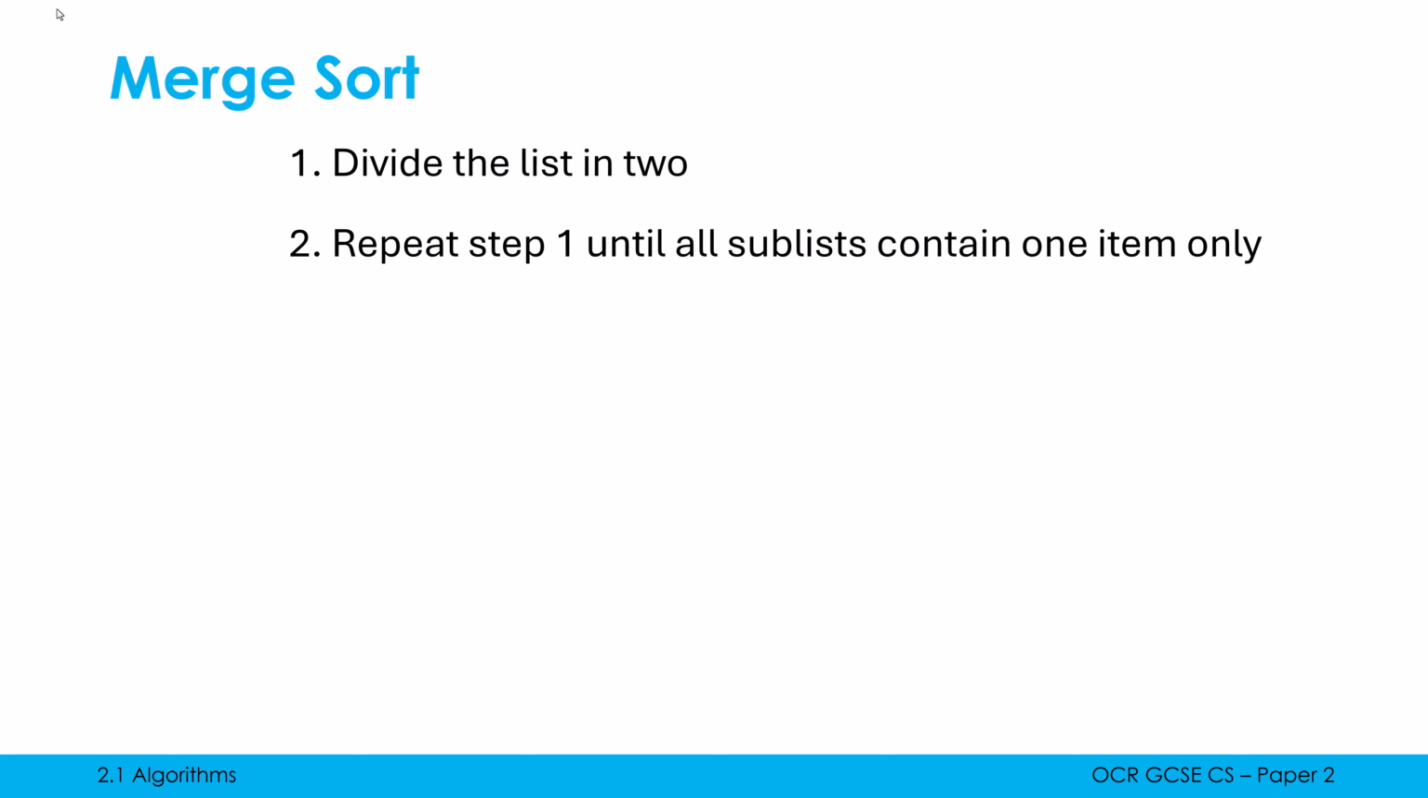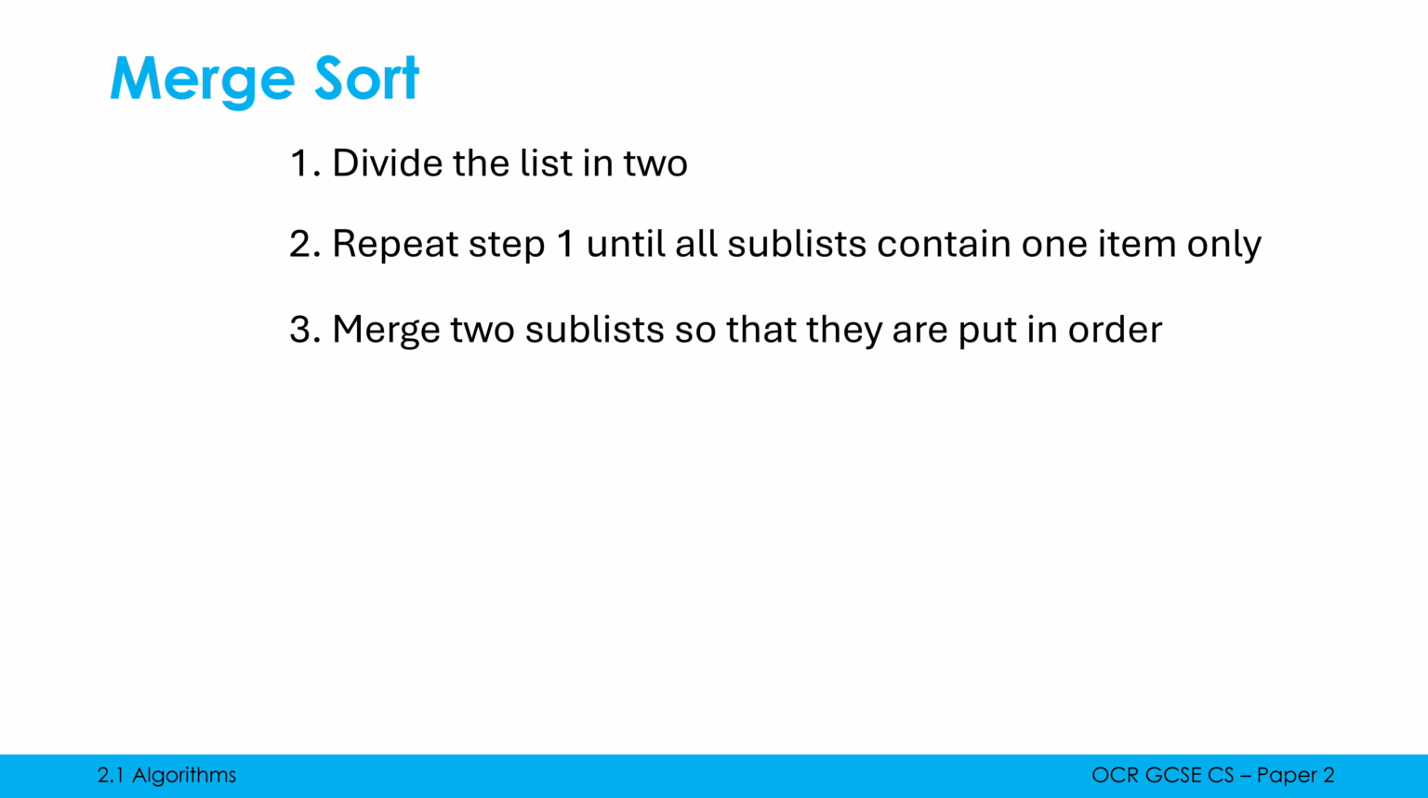The term I'm going to use is a sublist. A sublist is just part of our original list. We end up with lots of individual sublists because we keep dividing it in two. When all of our sublists have got one item in only, I start merging two sublists at a time so that the items, as they're put together, are kept in order. And I repeat step three until I've only got one list again. So I end up with one list like I had at the start.